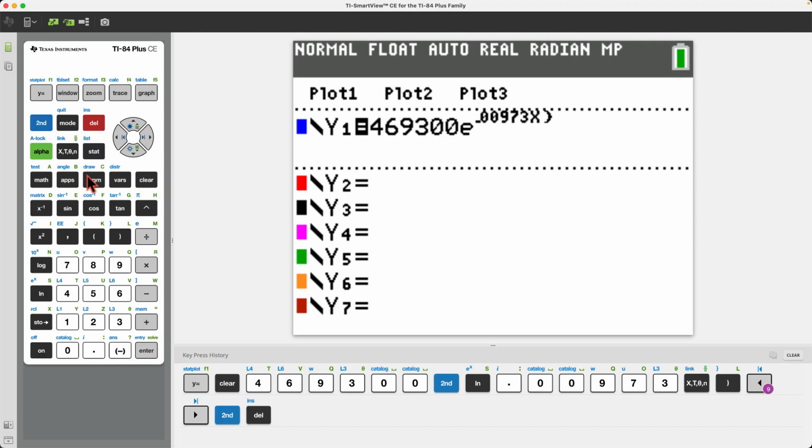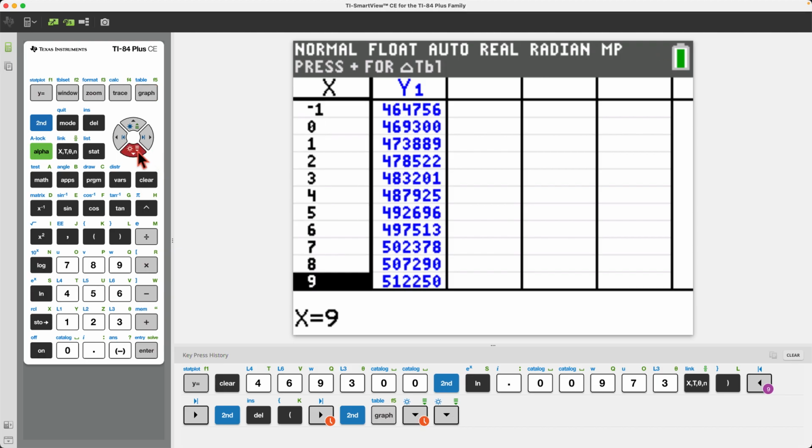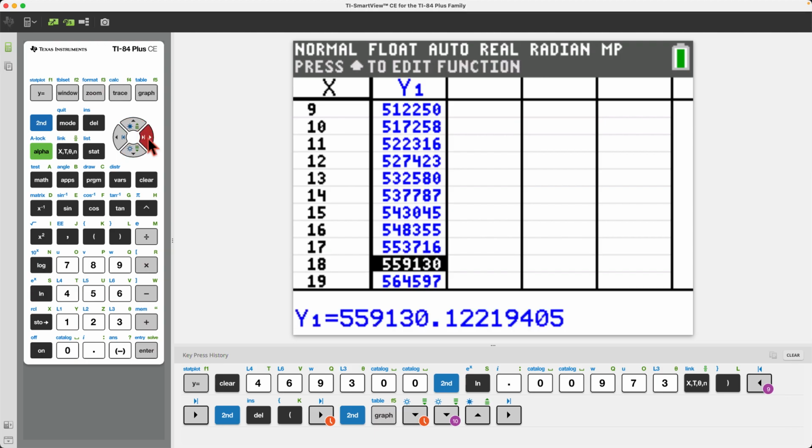Let's see, second insert. And then what we can do is we can just go to the table instead of the graph, and then scroll down to 18. And it tells us that we should have a population of 559,130 in the year 2023. And again, we could test, do we have that? If we have more or less, then we've got to see, well, the rate of change is changing, right? But how could we use this to actually find the equation?